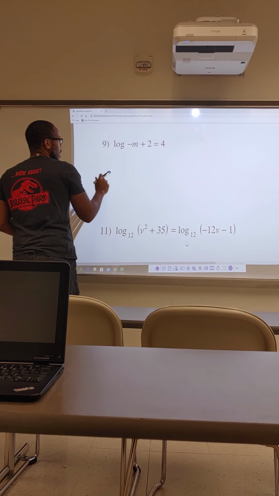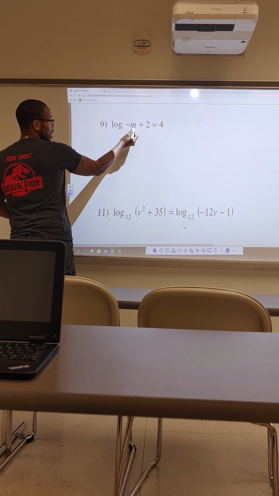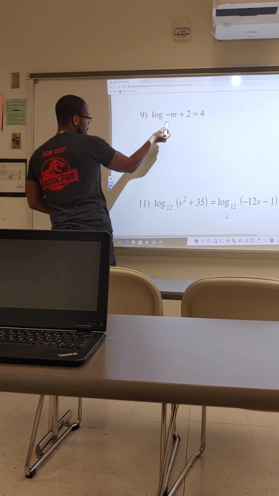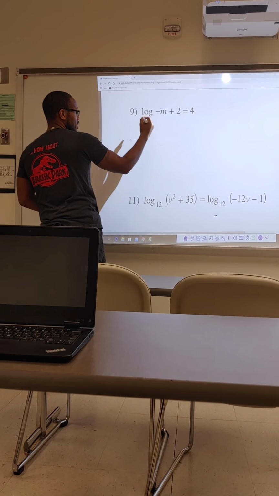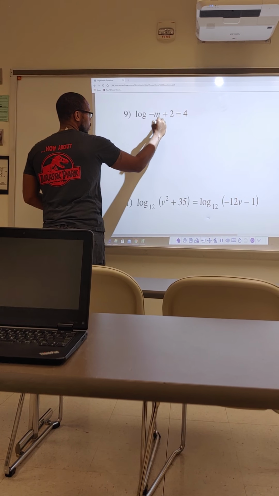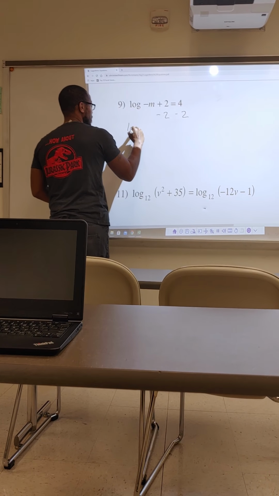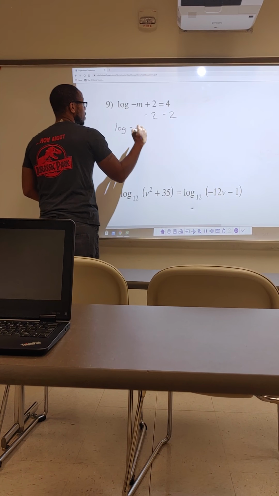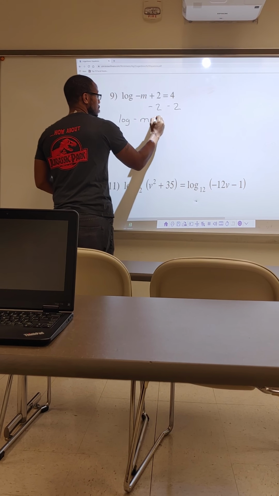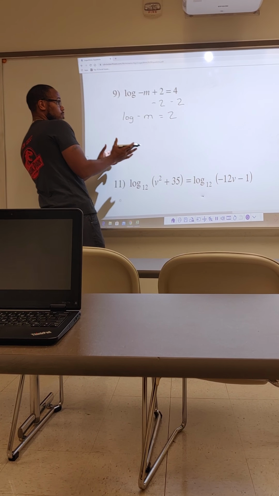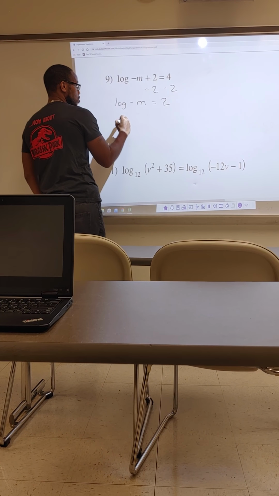In this next problem, we have log base 10 of negative m plus 2 equals 4. Notice I said base 10. Remember, if the base is not there, that means that the base is 10. Okay? So therefore, we're going to subtract 2 from both sides first. And we end up with log base 10 of negative m equals 2. And so now it's just a straight logarithmic equation that we can change into exponential form.